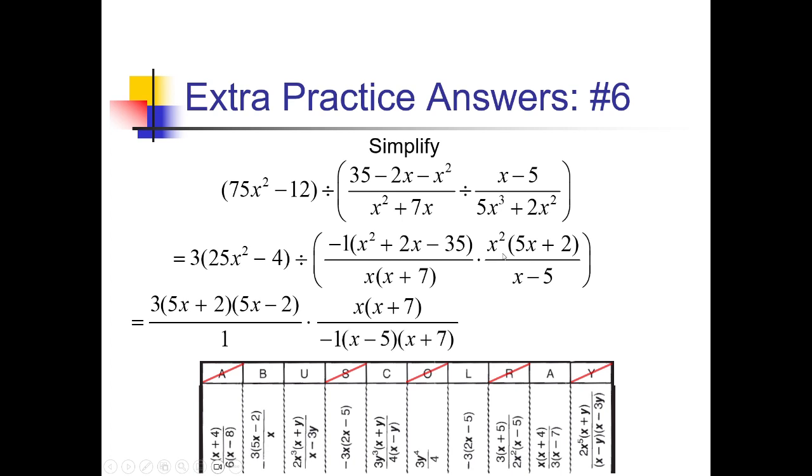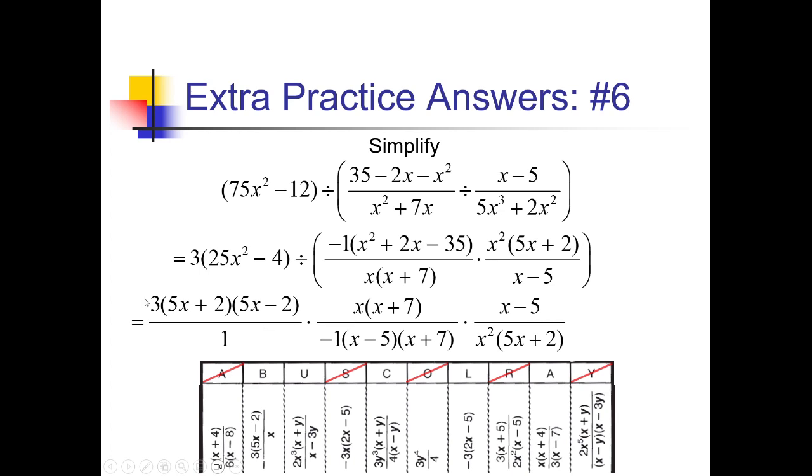And then I also had to flip this last fraction, remember. So I have x minus 5 upstairs again, and now parentheses 5x plus 2 is down there. Okay, well that was a lot, but let me see what I can cancel out here.